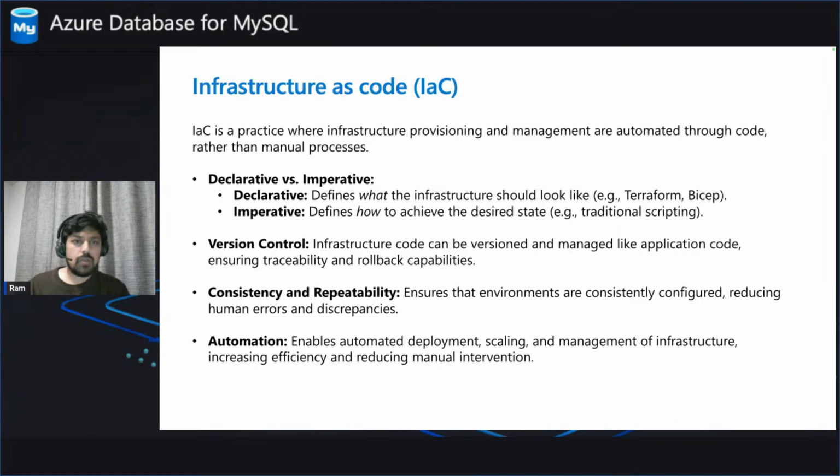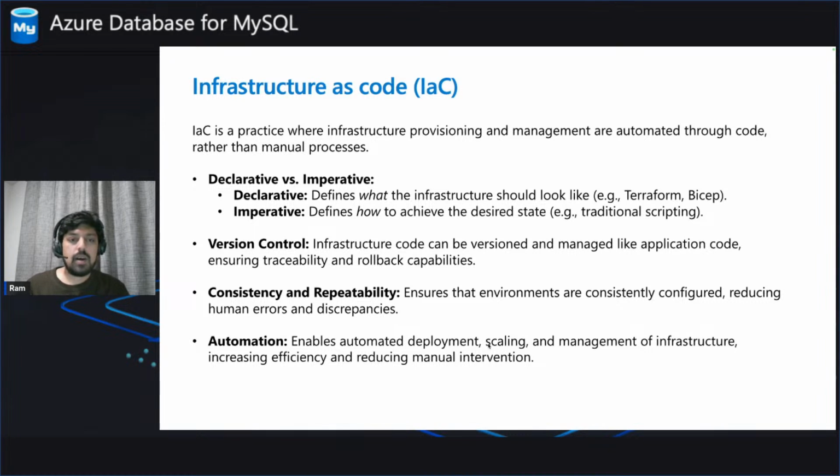Some of the advantages of using these templates and using IaC are, first, version control. All of this code can be checked in, and you can look at the version history, and you can have rollback capabilities and ensure traceability. The other advantage is consistency and repeatability. When you have it as code, it's declarative, and only what is in code happens. There's no human error or discrepancy involved when you have everything as code checked in. It just deploys whatever is there in the code. So you have consistent and repeatable environments, and you can minimize human errors.